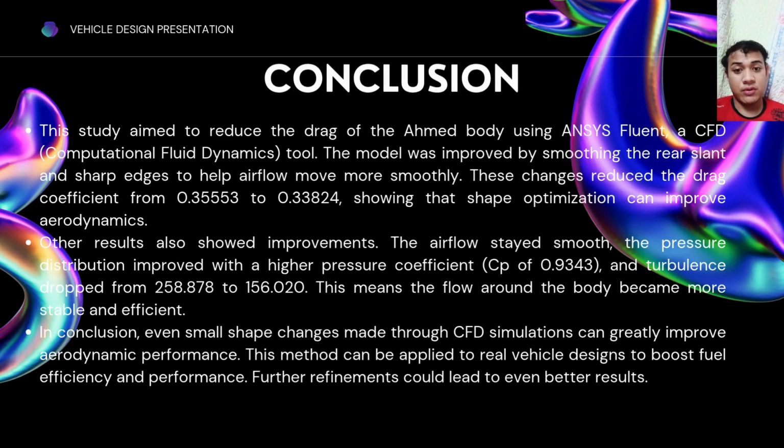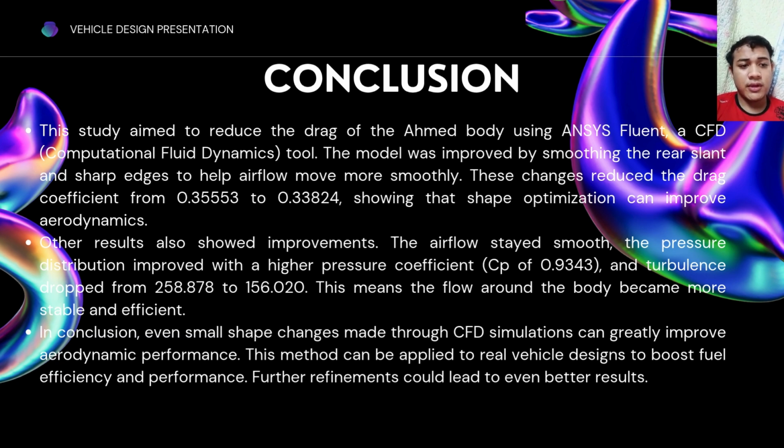Okay, and finally, lastly is the conclusion. This study aimed to reduce the drag of the Ahmed body using ANSYS Fluent, or CFD, computational fluid dynamics. The model was improved by smoothing the rear slant and sharp edges to help the airflow move more smoothly. This reduced the drag coefficient from 0.35553 to 0.33824, showing that shape optimization can improve the aerodynamics. The results showed improvement.